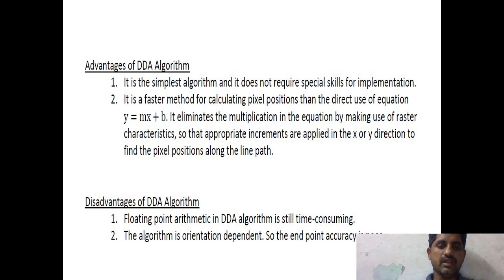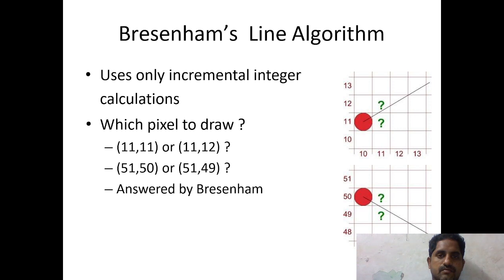Floating point arithmetic in the DDA algorithm is still time consuming. The algorithm is orientation dependent, so the endpoint accuracy is poor. This is the main disadvantage of this particular algorithm. Also, we define floating points, and the time consumption is high because of the floating points. In that way, we go to Bresenham's line drawing algorithm.